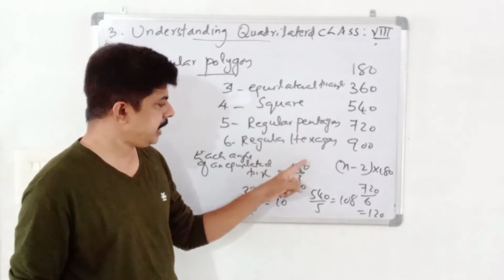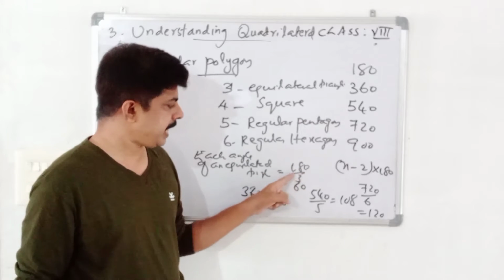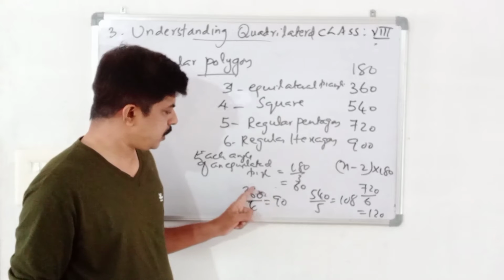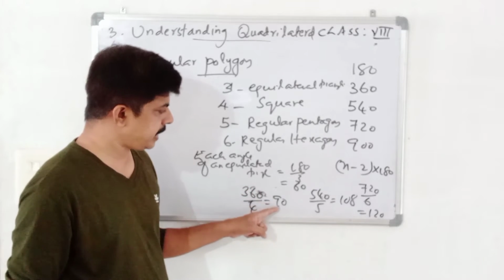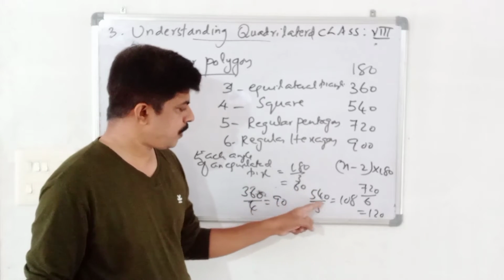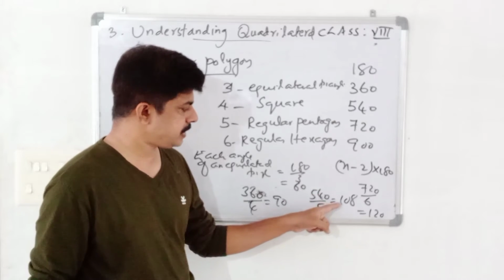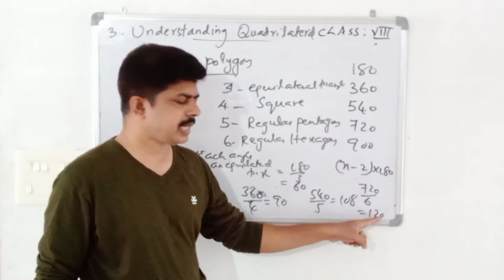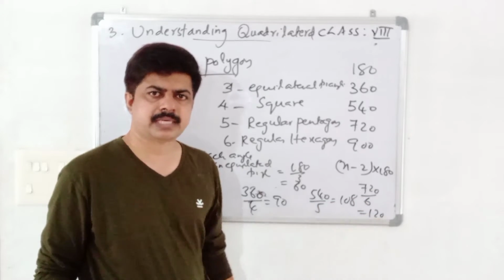In an equilateral triangle, the total is 180. Since all the angles are equal, 180 by 3 is 60 degrees. In a square, all the angles are equal, the total is 360, and 360 by 4 is 90 degrees. In a regular pentagon, the sum of the angles is 540, so to find each angle, 540 divided by 5 is equal to 108. 720 divided by 6 is 120. That is each angle of a regular hexagon.